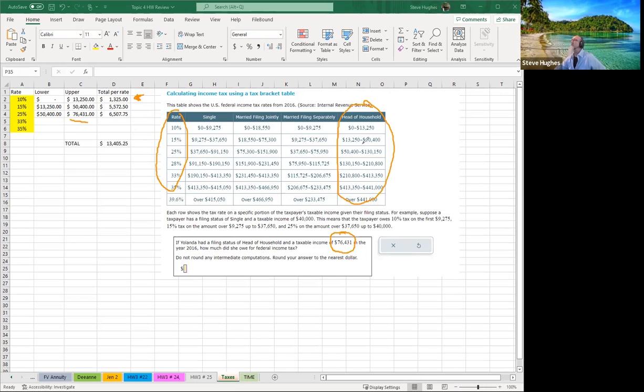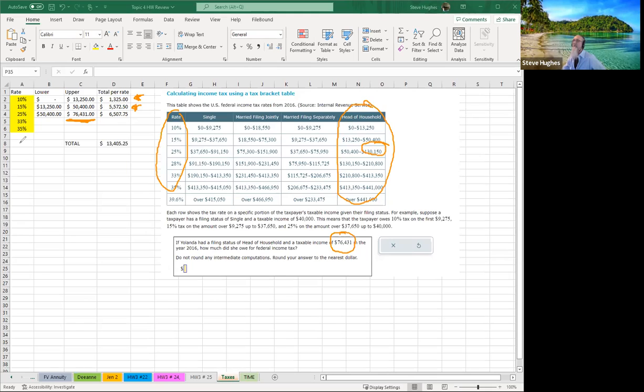The next one goes from 13,250 up to 50,400. Once again, multiply, and I'll show you the formula in just a minute. Lastly, the person earns 76,431. So this becomes my new upper this time, right? I'm not going all the way up to 130,000 here, because the individual only earns 76,431. So I stop right there and don't go any further.